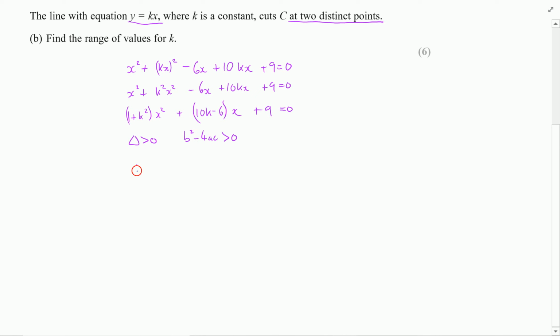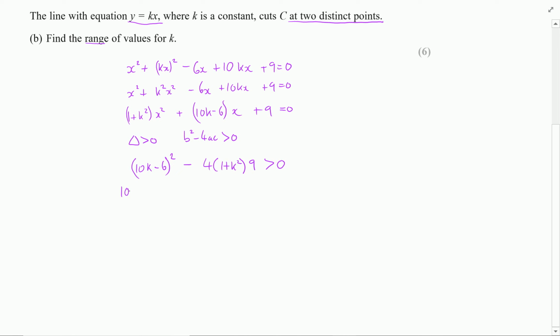Well, b here is going to be 10k minus 6, that's my value for b, so I want to square that and then take away 4 lots of 1 plus k squared multiplied by c, which is 9, and I want to find that that's greater than 0. And again, an indicator here that I'm doing the right thing is that I want to find a range of values for k, and I'm solving an inequality, which is always going to allow me to find that range.